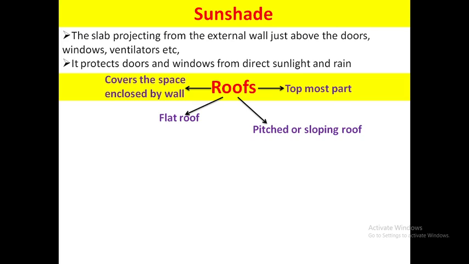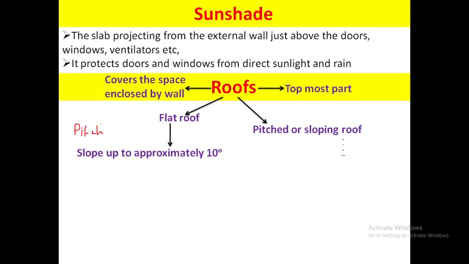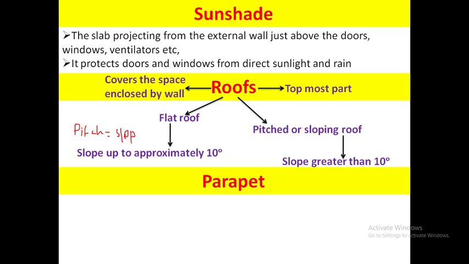A flat roof is a roof which is almost level in contrast to the many types of sloped roofs. The slope of a roof is properly known as its pitch, and flat roofs have a slope up to approximately 10 degrees. A pitched or sloping roof is a roof having one or more surfaces with a slope greater than 10 degrees from the horizontal.